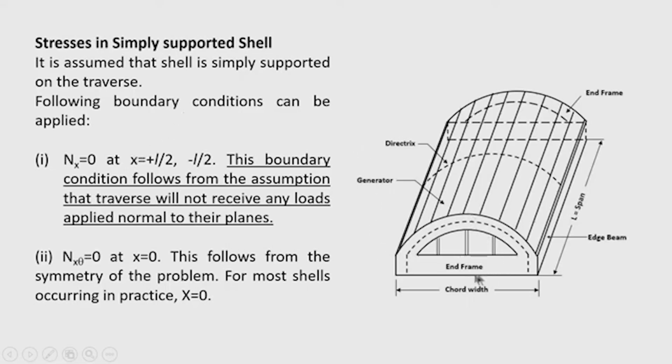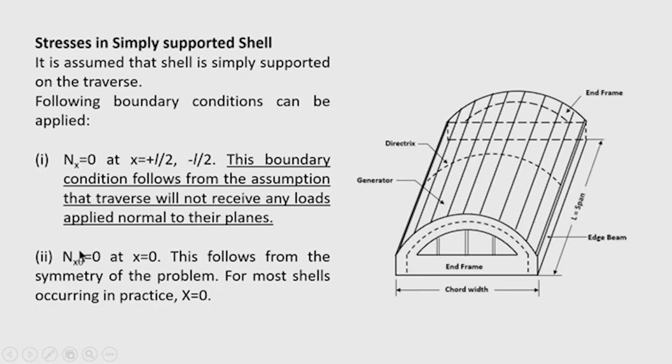Now, at the traverse where this shell is supported, we take N x equal to 0. That means the boundary condition is from the assumption that traverse will not receive any loads applied normal to their planes. So, based on that condition we take N x equal to 0, provided we take the origin at the center of the shell. So, if the span of the shell is L, then at x equal to plus L by 2 and x equal to minus L by 2, two traverse are there and there N x is 0. So, substituting this boundary condition that N x is equal to 0 at x equal to plus L by 2 and minus L by 2, we can get one constant.